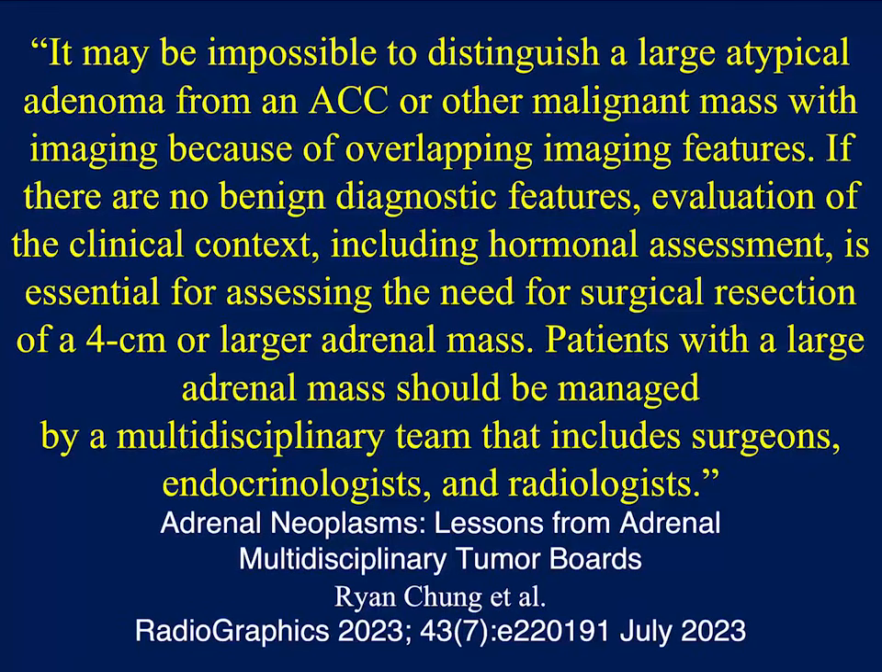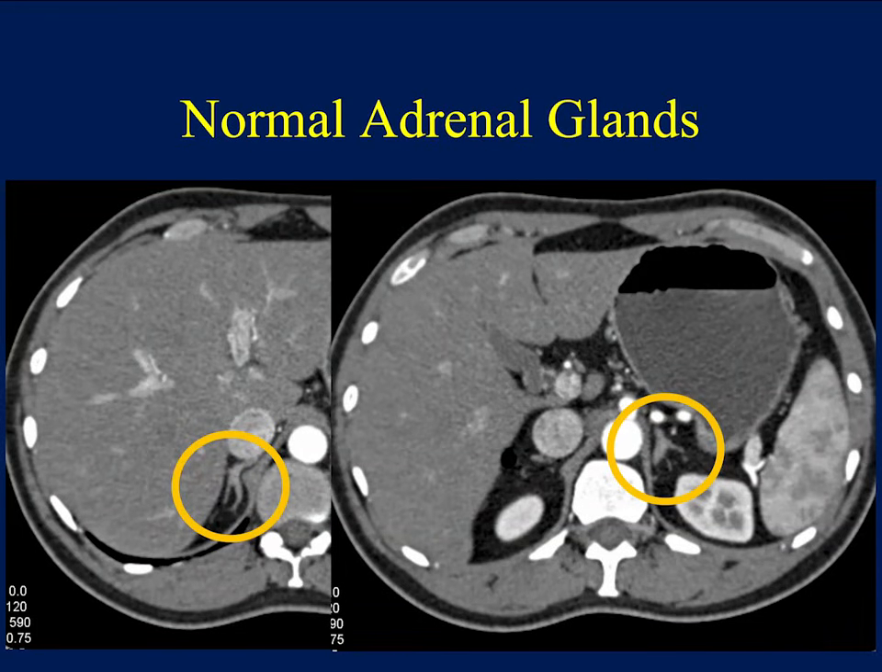And Chung makes the point it may be impossible to distinguish a large atypical adenoma from an ACC because of overlapping features. So again, we're going to have rules how things look, but I think it's very, very important to understand that the rules don't always work. A good point is multidisciplinary conference. That's what we have. Putting everybody together will often help you reach the most logical diagnosis, or surely the best diagnosis for that individual patient.